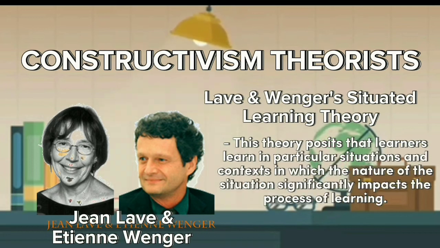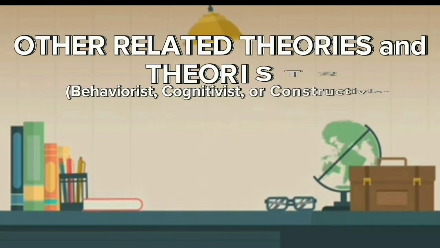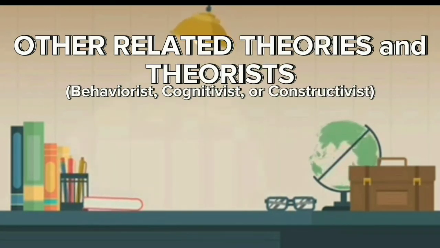Jean Lave and Etienne Wenger. Lave and Wenger's situated learning theory. This theory posits that learners learn in particular situations and contexts in which the nature of the situation significantly impacts the process of learning. Other related theories and theorists: behaviorists, cognitivists, or constructivists.